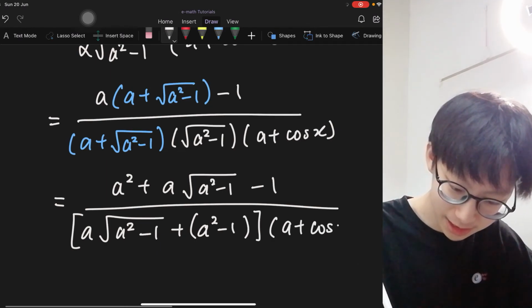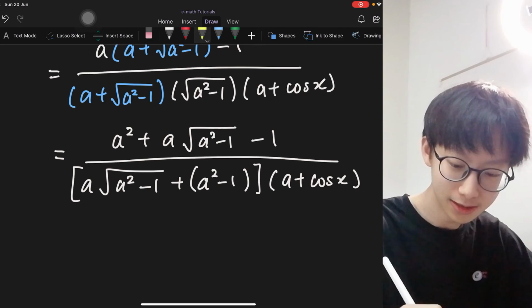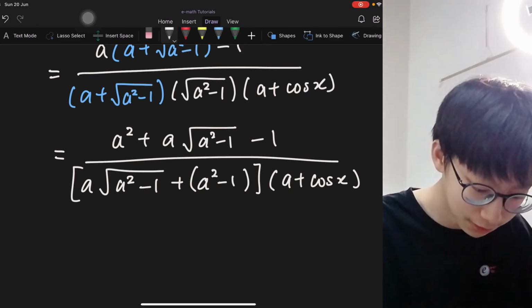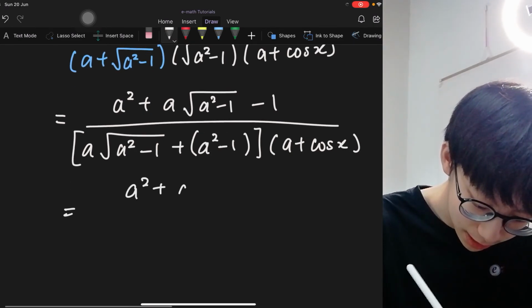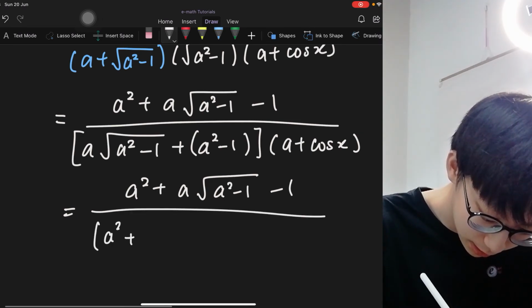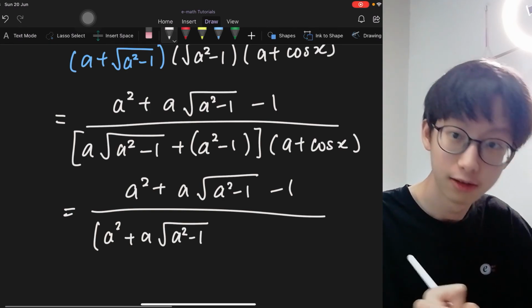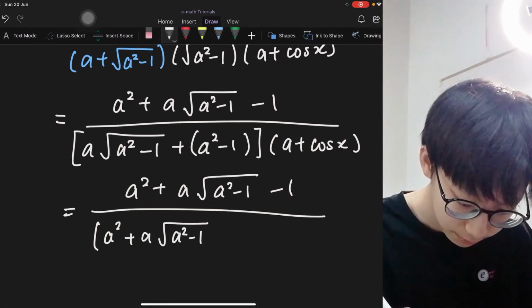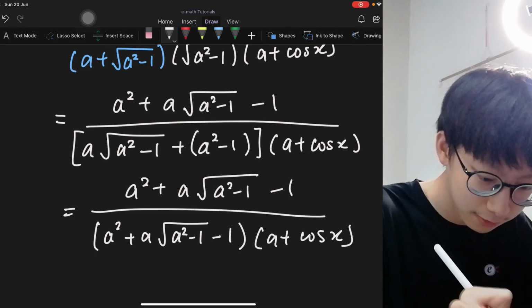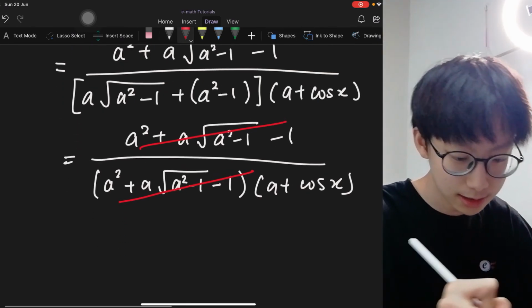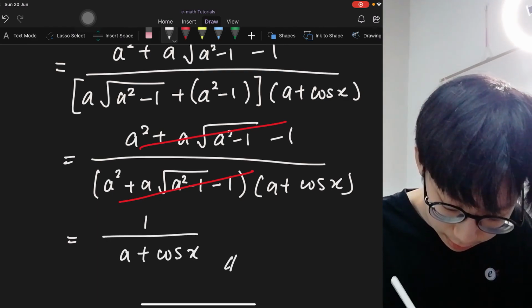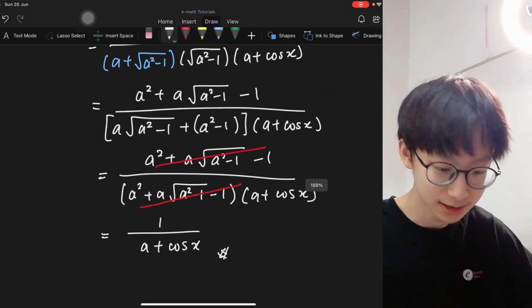A plus cos x. This one here is exactly the same as this one, isn't it? In case it is not clear to you, a squared plus a times square root of a squared minus 1 over a squared plus a. I just rearrange the stuff, then open up this bracket, minus 1, then a plus cos x. This and that can be cancelled out, which means the final answer will just be 1 over a plus cos x. That's it. Pretty interesting, right?